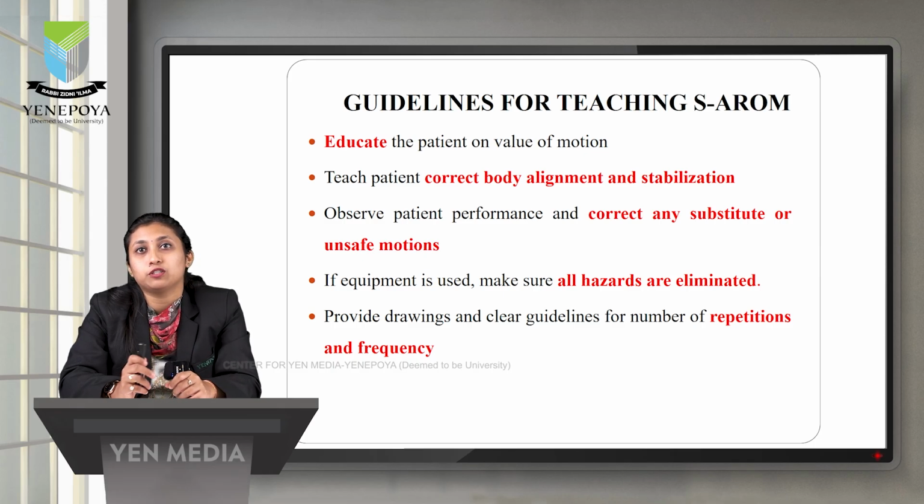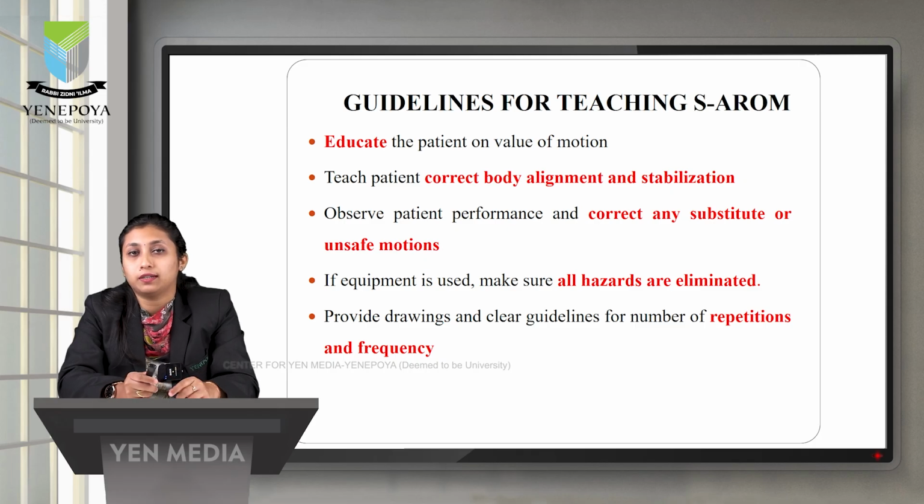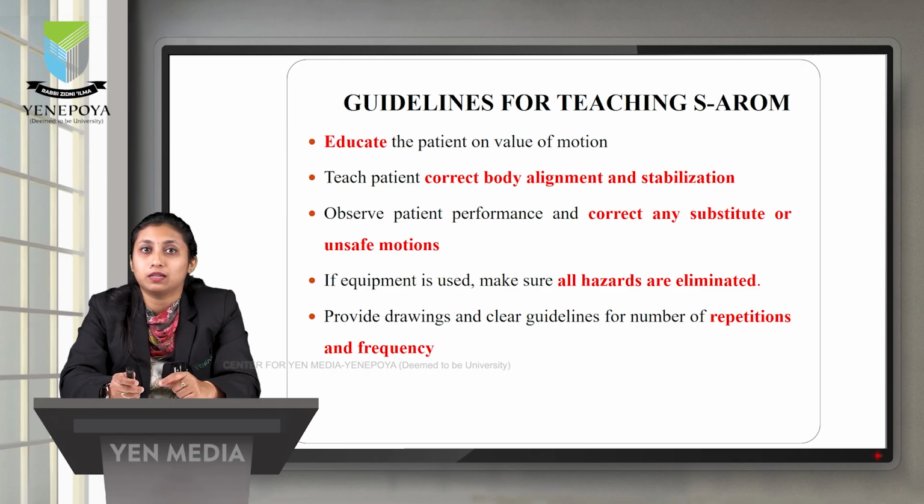And observe the patient's performance. If any substitutions or accessory movements are done, ask them to avoid them, and if any unsafe motions are being done by the patient, ask them to avoid and correct them. If equipment is used, we'll speak about the equipment in the slides coming up. Now all the hazards have to be eliminated. If you are switching on the continuous passive motion machine, you have to make sure that the main supply is functioning well, the machine is not rusted, and the velcro is not harming the patient.